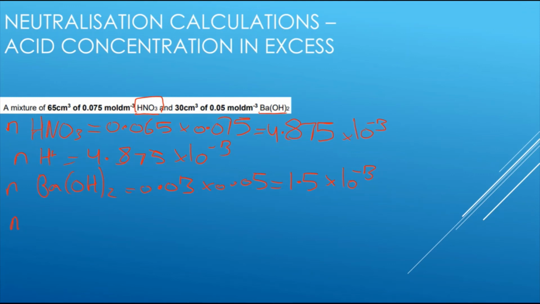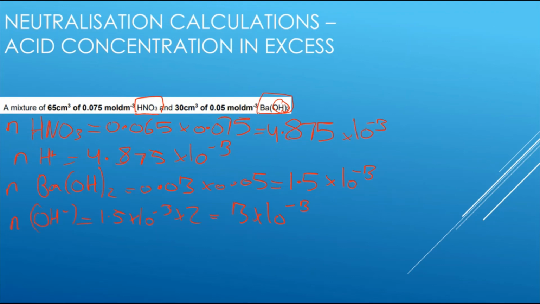because it will ultimately be H plus which will be reacting with OH minus. So what I see when I look at the formula of my base is that for every 1 mole of base I will have 2 moles of OH minus, because as you can see I have OH2 there. It's not just BaOH, it's Ba(OH)2. So what I would do is times the moles of base by 2 to work out the moles of OH minus I have. So I would just do 1.5 times 10 to the power of minus 3 times 2, which gives me 3 times 10 to the power of minus 3, and this is the moles of OH minus.